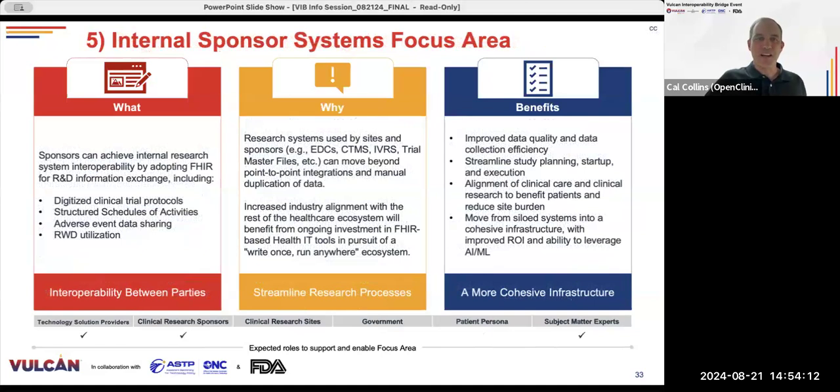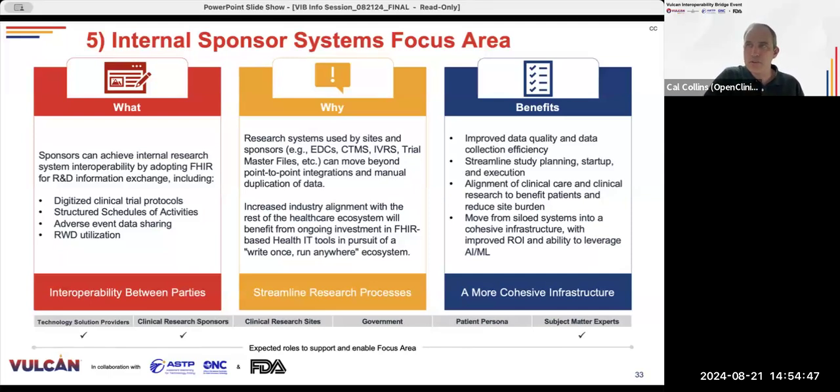And last but hopefully not least, in the internal sponsor systems focus area, we're aiming to show how adopting FHIR-based integration approaches for sponsor systems, including their technology vendors, CROs, and other partners, can create more cohesive infrastructure and better ROI. We'll be diving into use cases around digitized clinical protocols, structured schedules of activities, adverse event data sharing, and real-world data utilization. So why is this important?